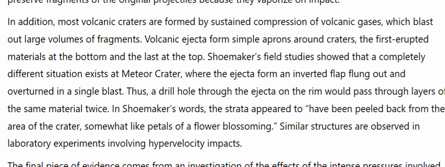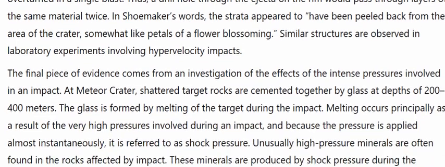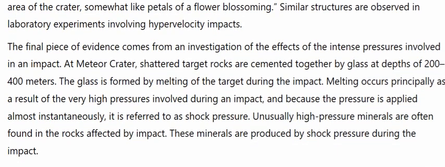Shoemaker's field studies showed that a completely different situation exists at Meteor Crater, where the ejecta form an inverted flap, flung out and overturned in a single blast. Thus, a drill hole through the ejecta on the rim would pass through layers of the same material twice. In Shoemaker's words, the strata appeared to have been peeled back from the area of the crater, somewhat like petals of a flower blossoming. Similar structures are observed in laboratory experiments involving hypervelocity impacts.